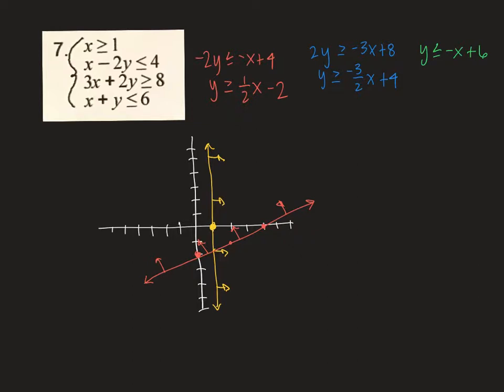My third inequality became y greater than or equal to negative 3/2 x plus 4. So I'm going to start at 4, and I'm going to go down 3 and over 2. It's got an or equal to, so it's a solid line. Greater than is going to be shaded above.